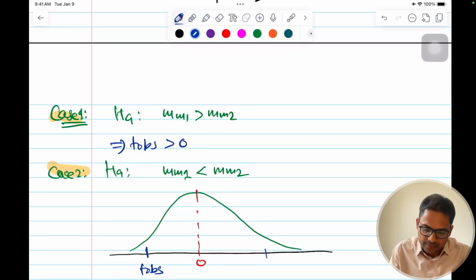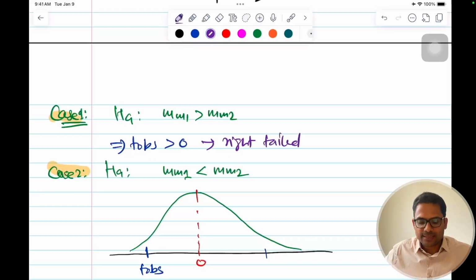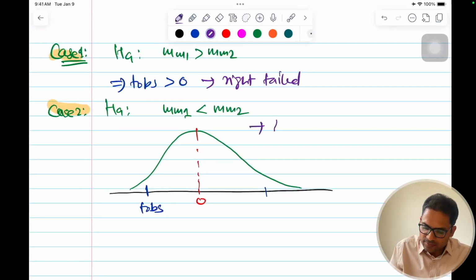Okay, this will be a right-tailed. Right-tailed. This is because we have distribution as tails. Okay, and this will be a left-tailed.